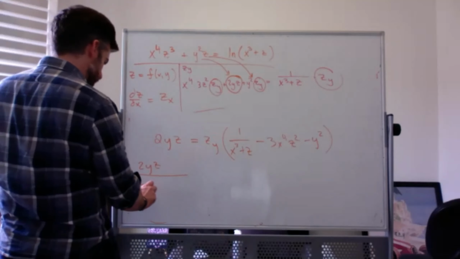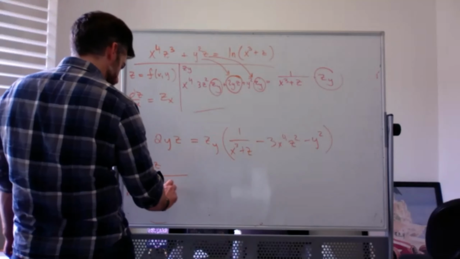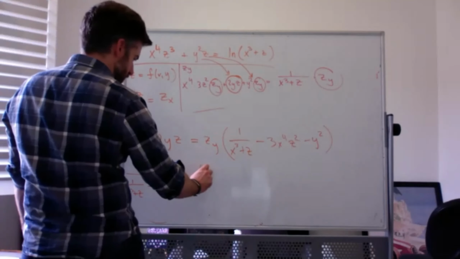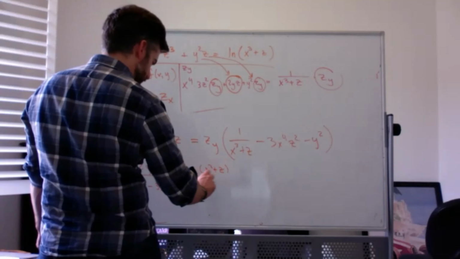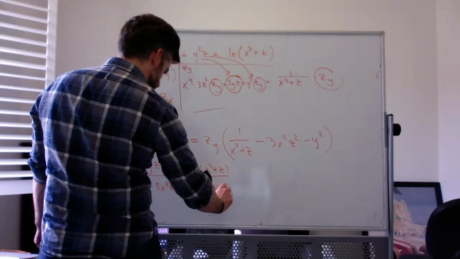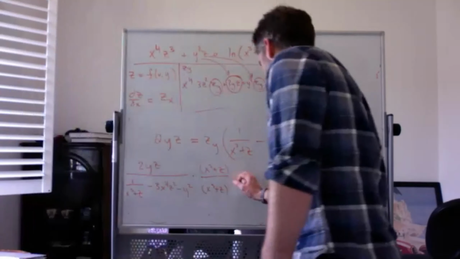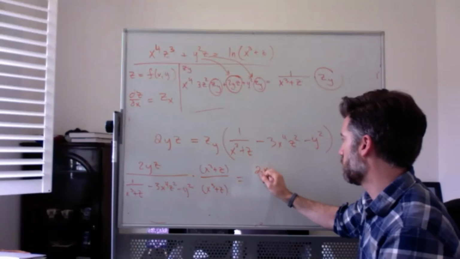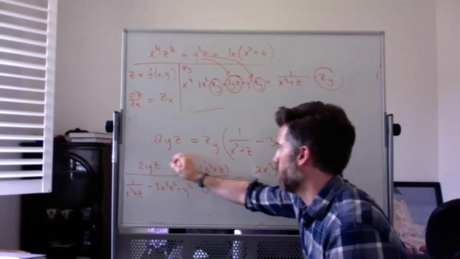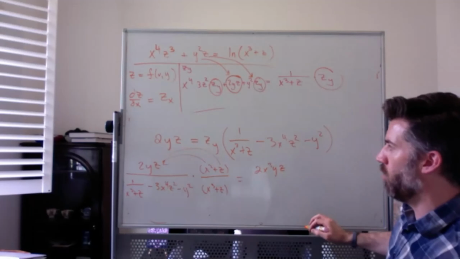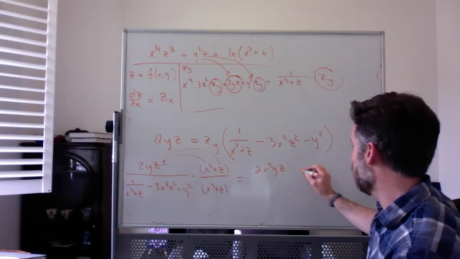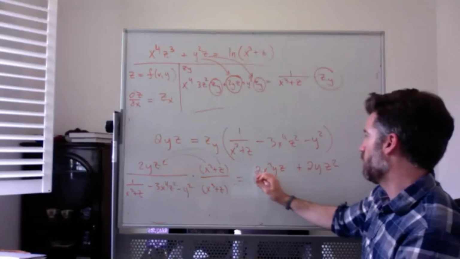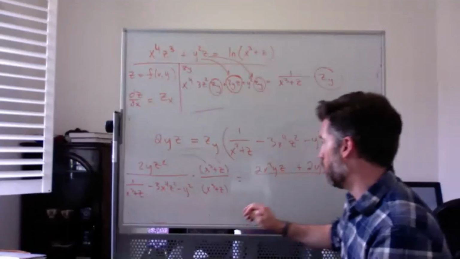1 over x cubed plus z equals z minus 3x to the fourth z squared minus y squared. And then you probably would be better off multiplying by x cubed plus z over x cubed plus z to get on top 2x cubed yz, right? Just multiplying this by that, and then 2yz squared, right? Because it's z times 2yz. On the bottom, this times this is just 1.